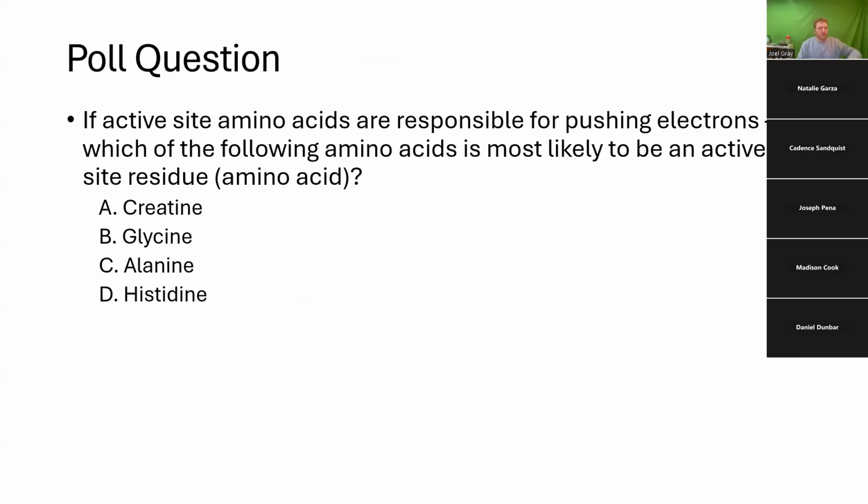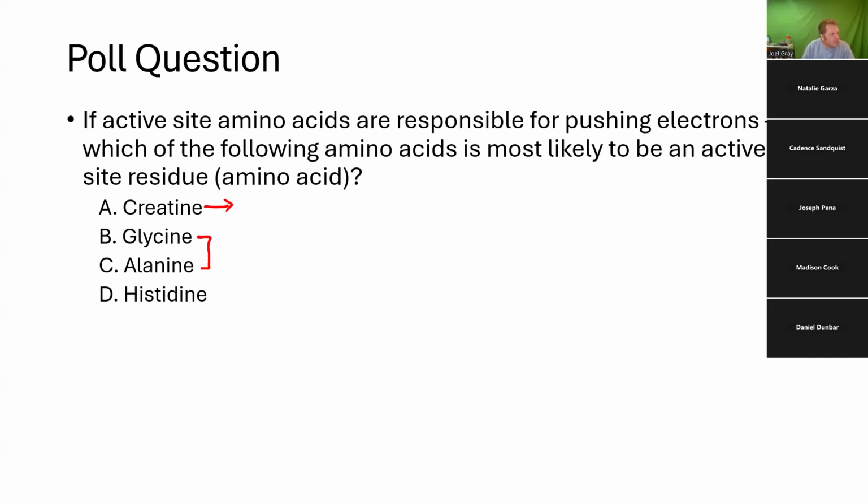Okay, I haven't launched the question yet, so nobody's missing anything. Now I've launched it. Active site residues that can push electrons. What do we need to have for an amino acid to push electrons around? Well, if we think about our options here, creatine. Is creatine an amino acid? Yes, it is. Is creatine a proteinogenic amino acid? No, it's not. So creatine isn't what we're looking for.